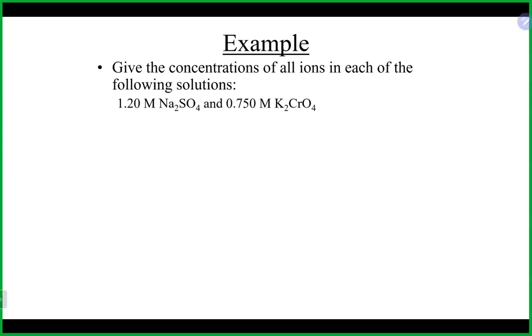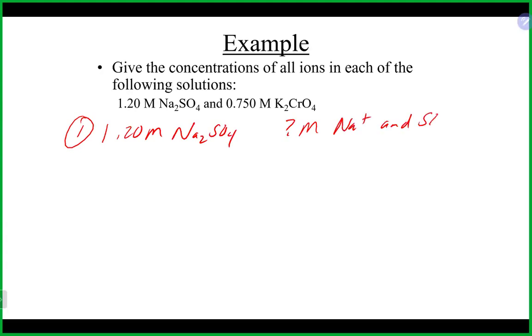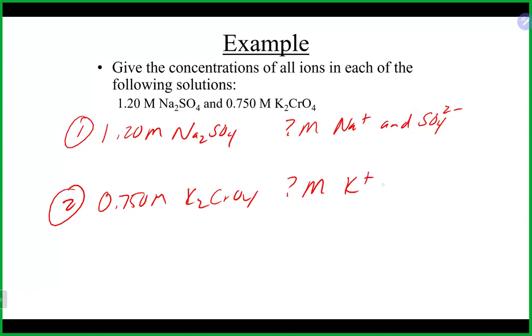All right, so let's take a look at these. And here we are interested in maybe the concentrations of the ions in each of these solutions. So this is our first solution, 1.2 molar sodium sulfate. We're looking for what is the molarity of just the sodium ions and the sulfate ions in that solution. And for the second solution, it's 0.75 molar potassium chromate, and we're looking for what is the molarity of the ions in that solution, which is the potassium ions and the chromate ions. So why don't you take a moment there to see what you come up with.